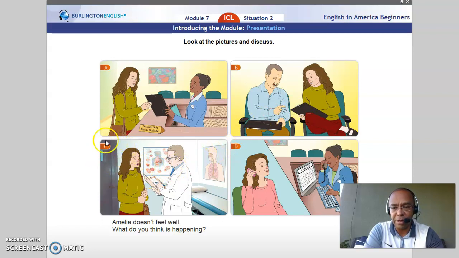What do you see here in picture C? Do you see the doctor speaking to Amelia? The lady, her name is Amelia, looking at her form. And what do you see in picture D? In picture D, you have the receptionist and Amelia talking on the phone. This is a calendar. So most likely they are making an appointment. So let's look at each one of these pictures individually.